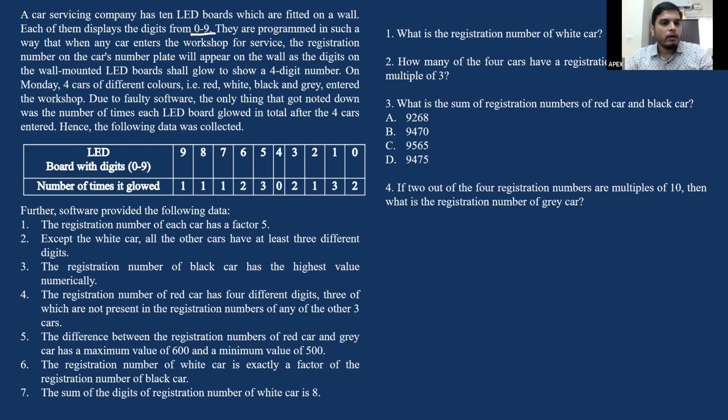Now the registration number of black car has the highest value numerically. Perfect. Now the registration number of red car has 4 different digits, 3 of which are not present in the registration number of any of the other 3 cars. The difference between the registration numbers of red car and gray car has a maximum value of 600 and a minimum value of 500. The registration number of white car is exactly a factor of registration number of black car. The sum of the digits of the registration number of white car is 8. So these are the 7 statements given, and if you observe, all the 4 questions were definite questions.